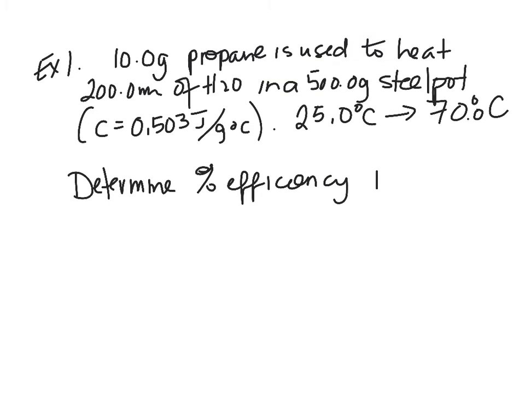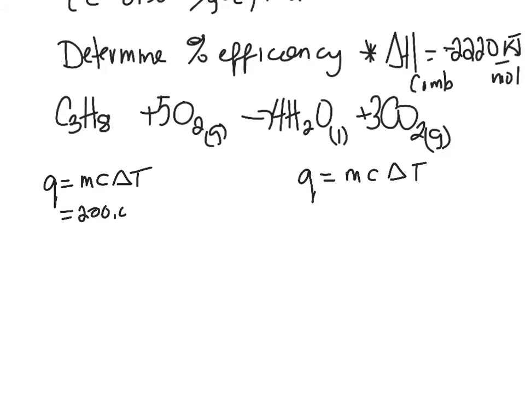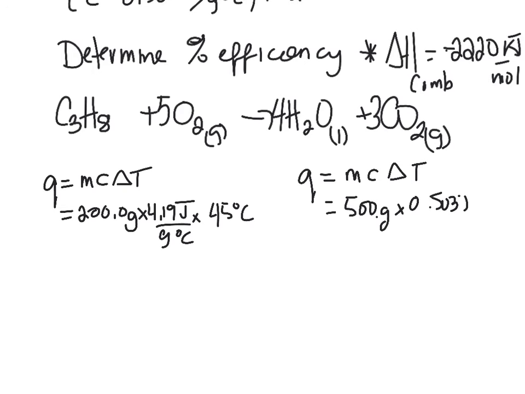And we are going to make an assumption that we form liquid water. So our molar enthalpy of combustion is 2,220 kilojoules per mole. Properly, but we've got 200 grams of water times the specific heat capacity times 70 minus 25. The steel pot is 500 grams times 0.503 times 45.